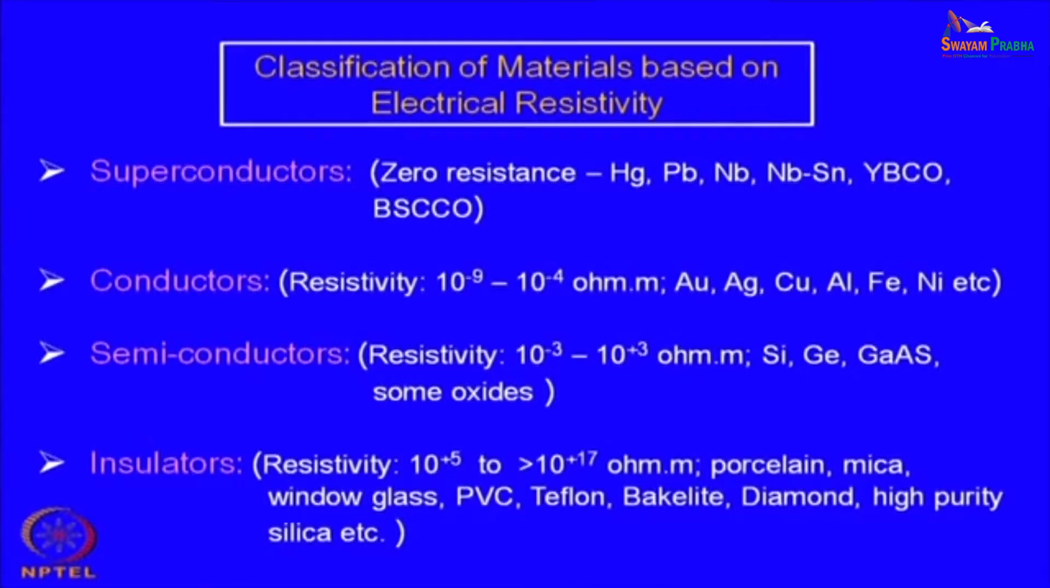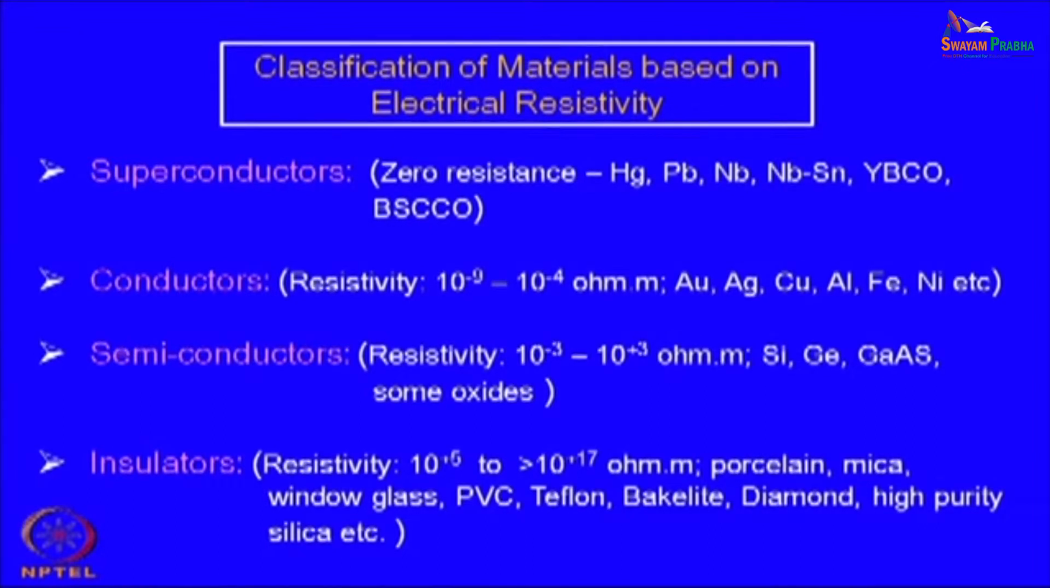Then the highest range of resistivity, those are called insulators. The resistivity range varies between 10 to the power 5 to 10 to the power 17, once again a very wide range of resistance. It is almost 12 orders of magnitude. All these materials fall in this category and they have different exact values of resistance, but the important materials which are known to be good insulators, many of them are actually ceramics.